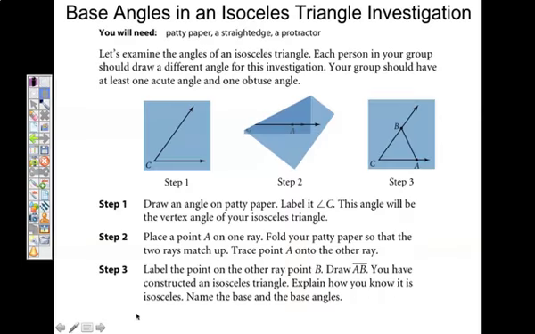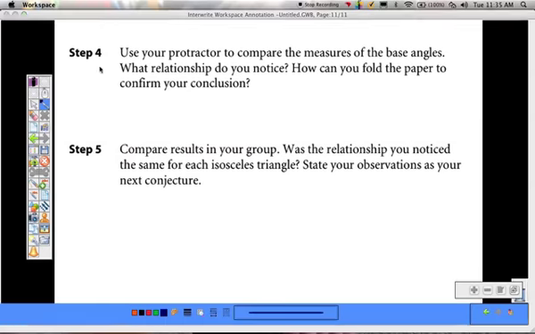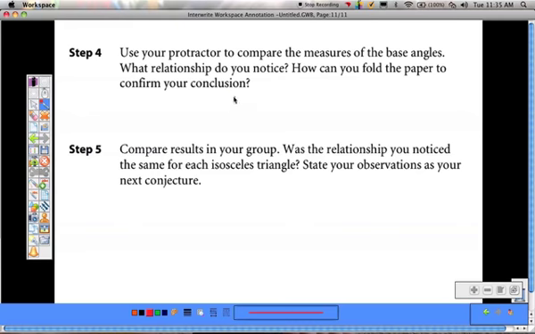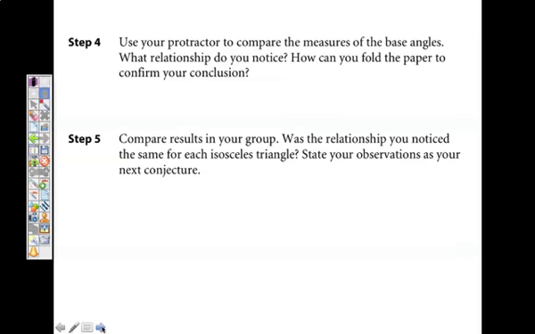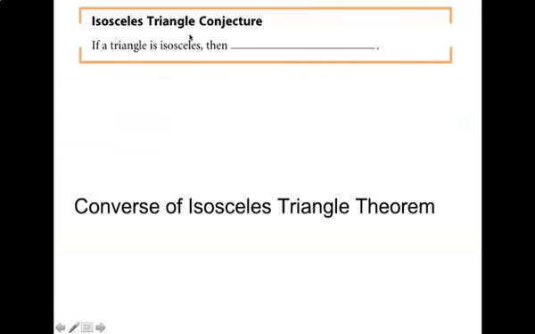The next step, once we make our isosceles triangle, is use the protractor to compare the measures of the base angles. What do you notice about the relationship? So we're going to measure this angle and this angle right here, and we should notice that those are congruent. And this should be noticed in all of the isosceles triangles that you have in your group. So the next conjecture right here is if a triangle is isosceles, then the base angles are congruent.